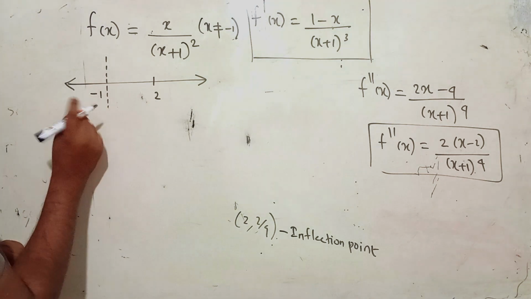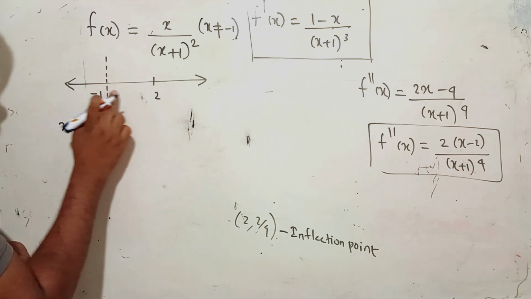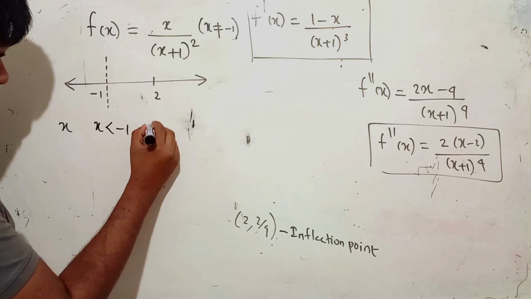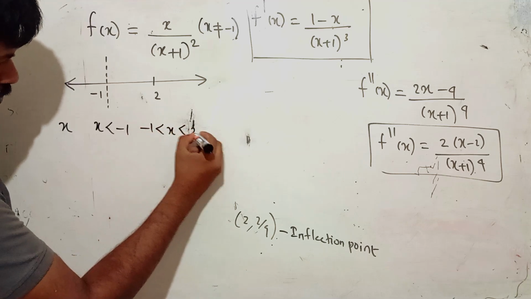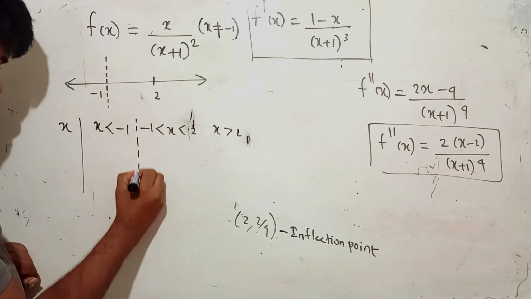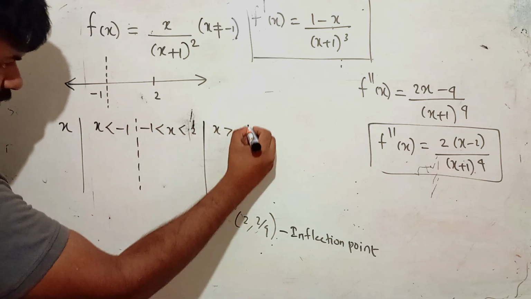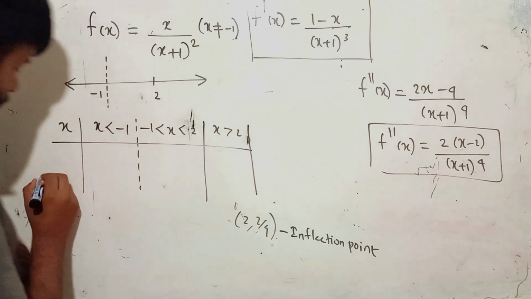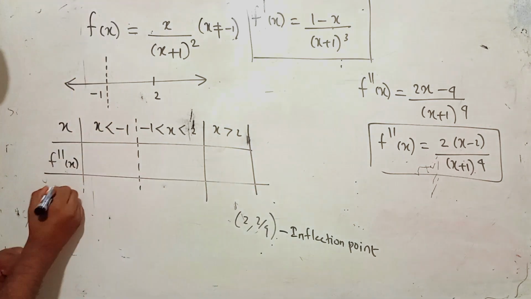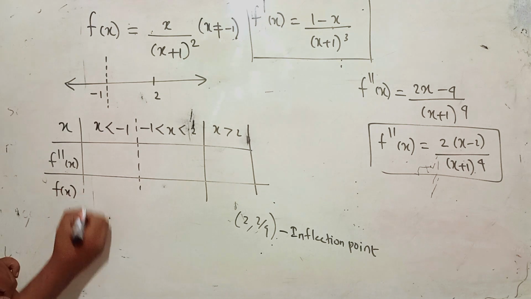So here you have three different ranges. The first one is x is smaller than minus 1, x is in between minus 1 and 2, x is greater than 2. So here it's the vertical asymptote. You have to be really clear about that. The first thing you have to do is find the sign of f double dash x.